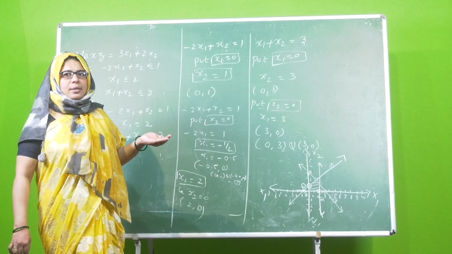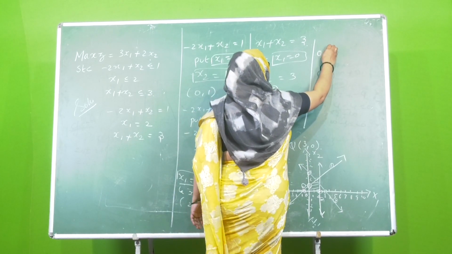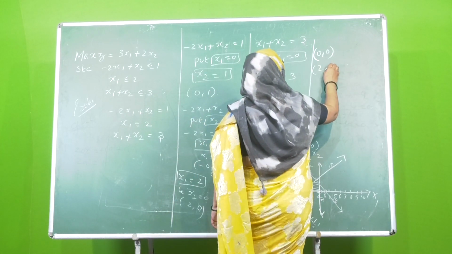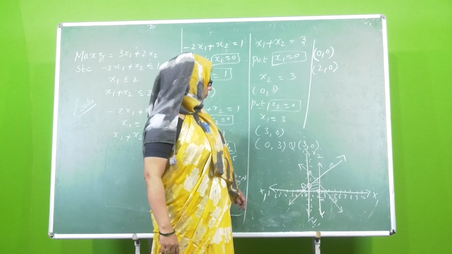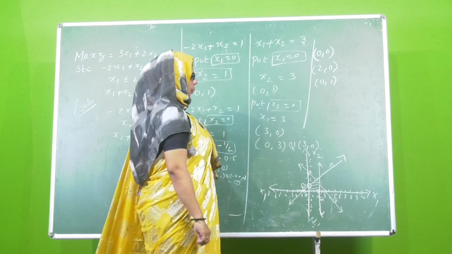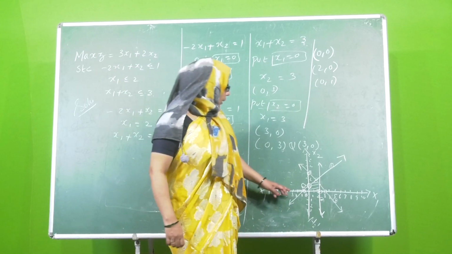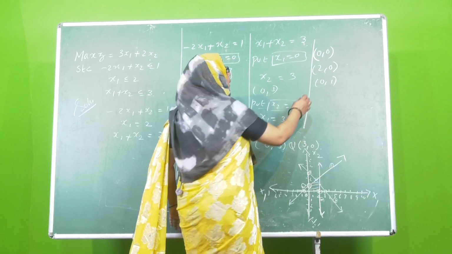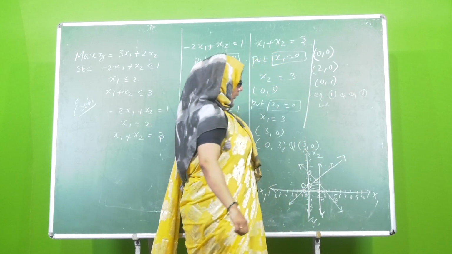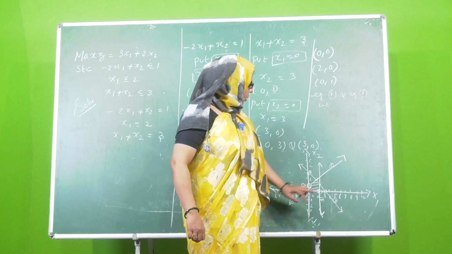So, what are the boundaries? What is the boundary point? 0 comma 0 is obviously one, and 2 comma 0. The next boundary point is 0 comma 1, here and here, two intersecting lines. So, equation 1 and equation 3 give an intersecting point, and equation 2 and equation 3.